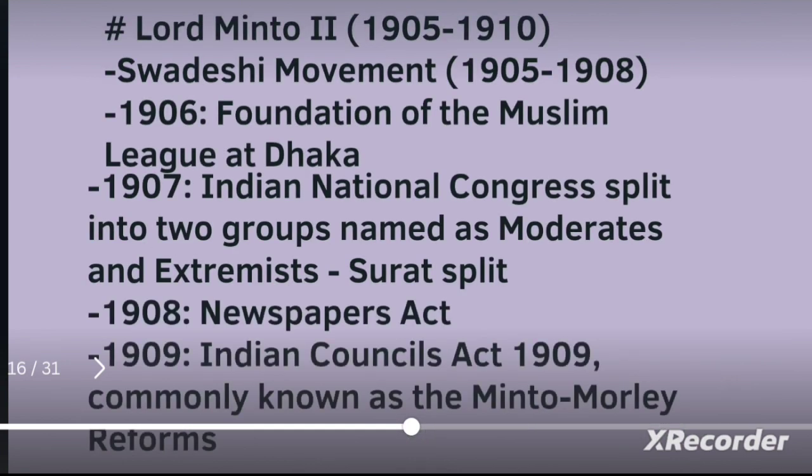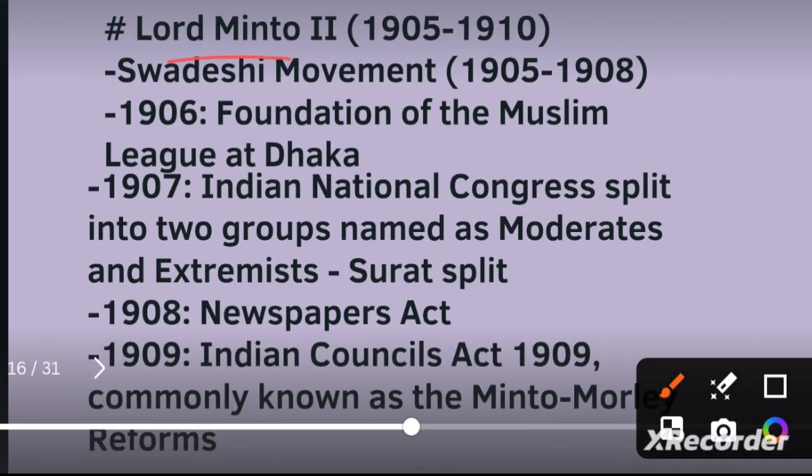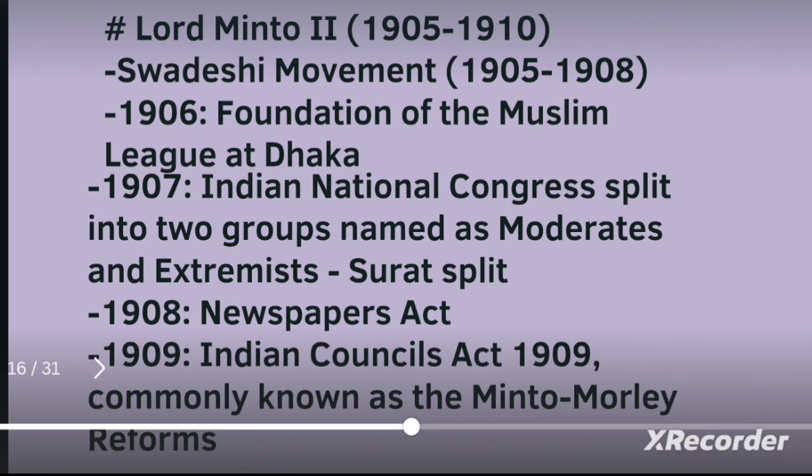Lord Minto II, 1905 to 1910. Swadeshi Movement 1905 to 1908. 1906, foundation of the Muslim League at Dhaka. 1907, Indian National Congress split into two groups named Moderates and Extremists, the Surat split. 1908, Newspaper Act. 1909, Indian Councils Act, commonly known as Minto-Morley Reforms.